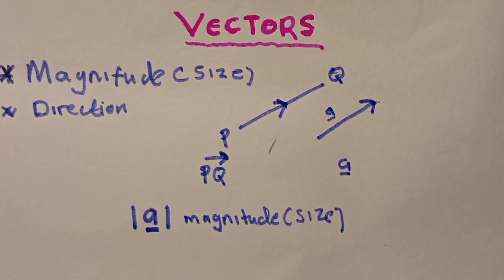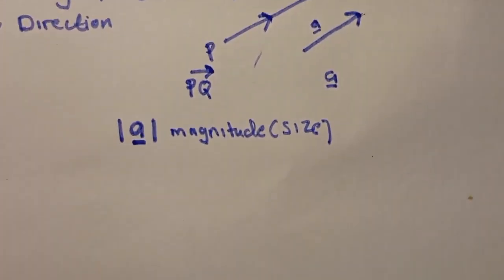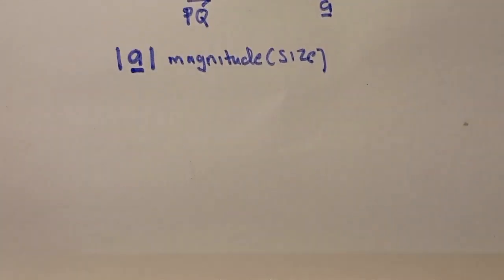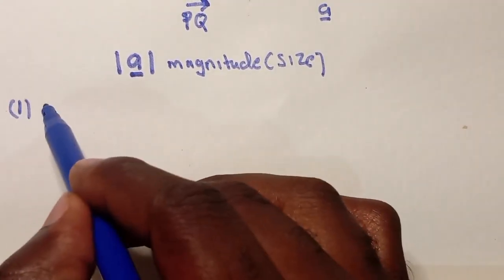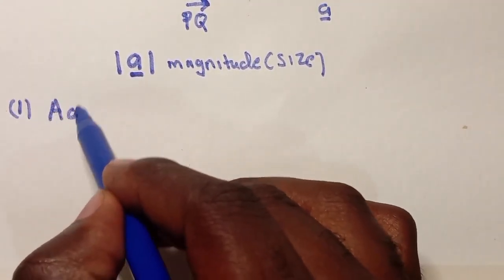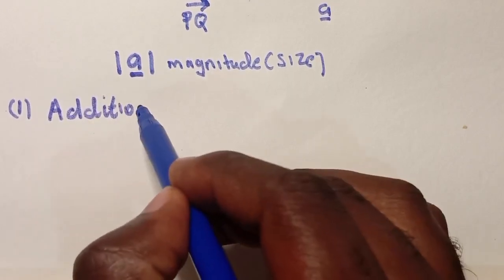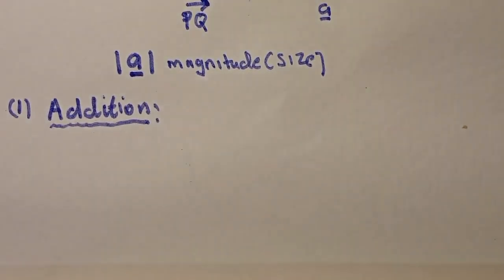Let's look at addition and subtraction of vectors, and this is very important. How do we add and subtract vectors? Let's just look at how to add. We'll stick to addition, though we also have subtraction of vectors, but addition is very easy. How do you add vectors?